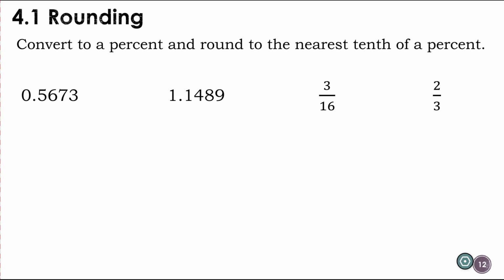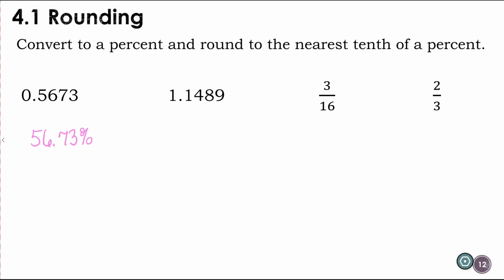If you get a decimal answer when you're calculating something, then rounding it to the nearest tenth of a percent will be required. All right, so let's take a look at this first one, 0.5673. If I'm rounding to the nearest tenth of a percent, I first have to get it in percent form. Okay, so remember that we're going to multiply this by 100 or move the decimal place 2 places to the right and put the percent symbol on there.